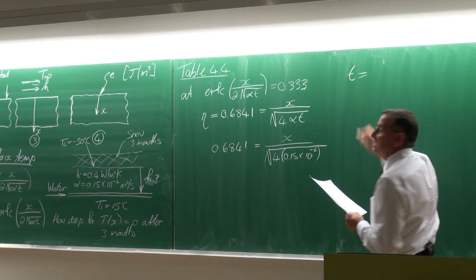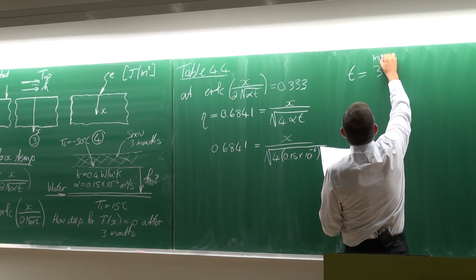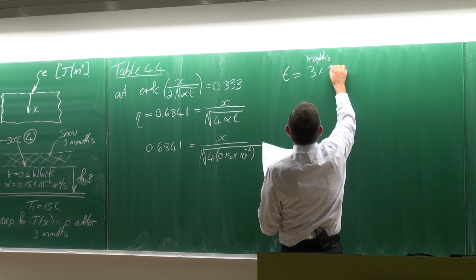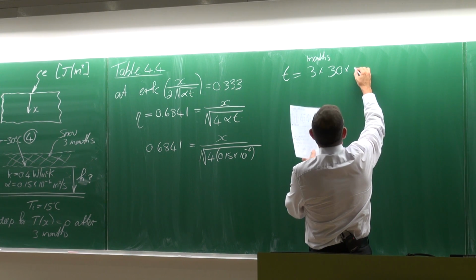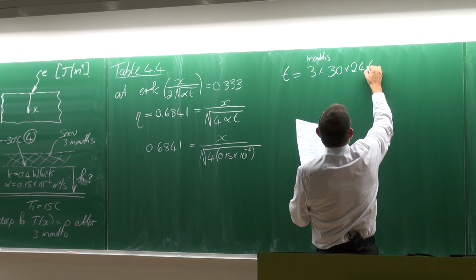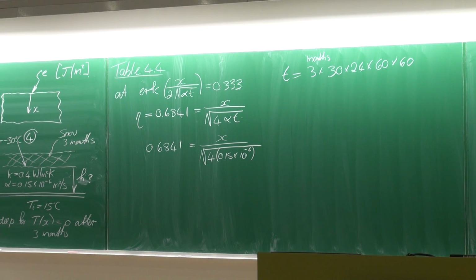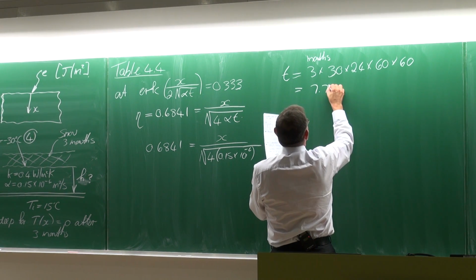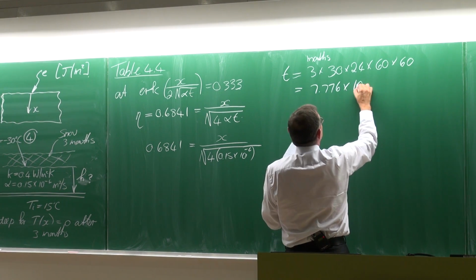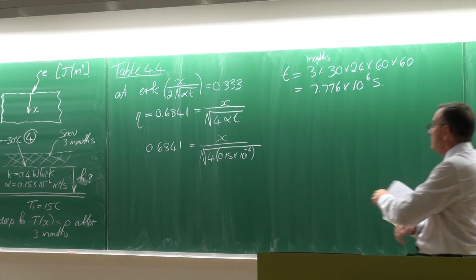What is t? T is equal to the number of months. It's 3 months, approximately 30 days in a month, multiplied by 24 hours, multiplied by 60 minutes, multiplied by 60 seconds. So that is just the time in seconds, and that is equal to 7.776 multiplied by 10 to the 6 seconds. Approximately 7.8 million seconds, 3 months.